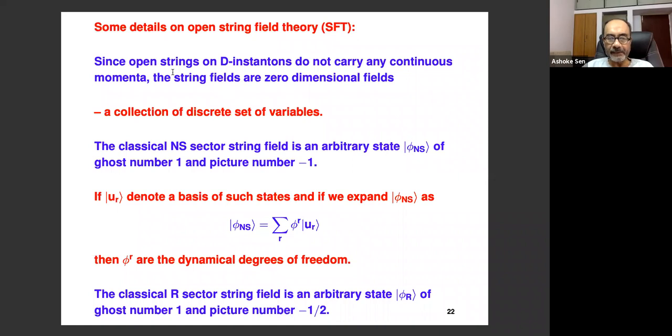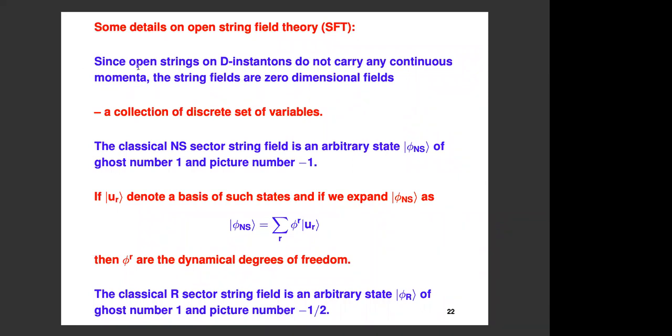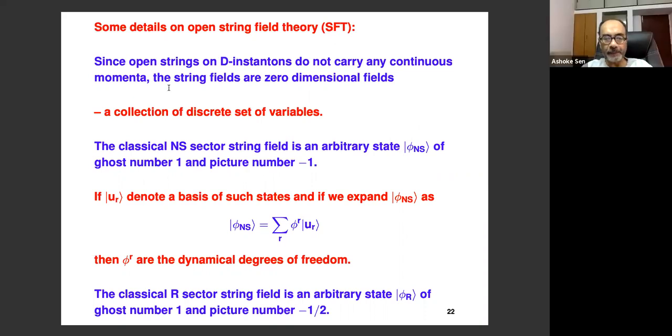Here, this is something I already said, I think, in answer to Sandeep's question: because open strings on D-instantons do not carry any continuous momentum, the string fields are zero-dimensional fields, which means it's really a collection of a discrete set of variables. In particular, the classical Neveu-Schwarz sector string field is an arbitrary state of ghost number 1 and picture number -1. That's the way the open string fields are.